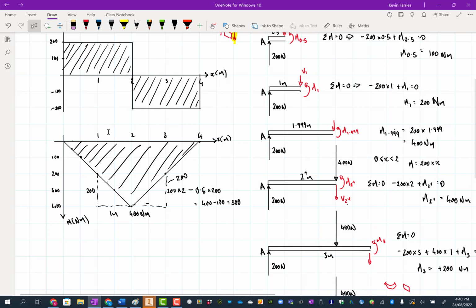And all of this is just a different way of saying the gradient of the bending moment diagram, if it's something you know about, is equal to the magnitude and direction of the shear force diagram. So this value here tells you the gradient of this bending moment diagram, bearing in mind positive is downwards. So here you've got a gradient of 200 Newton meters per meter. And on this side, you've got negative 200 Newton meters per meter.